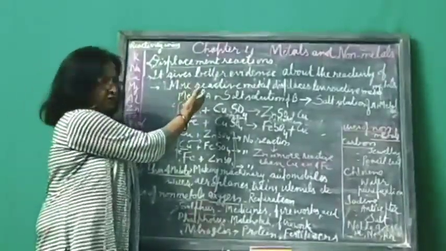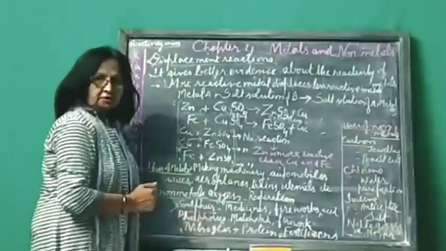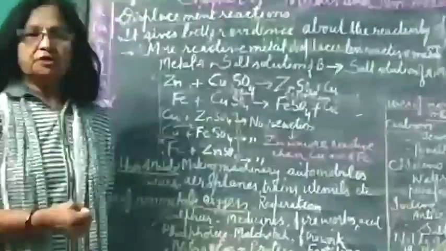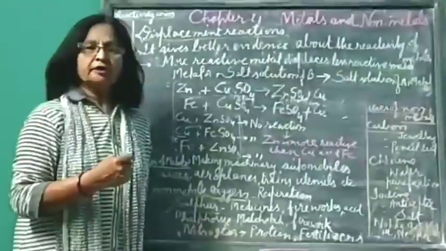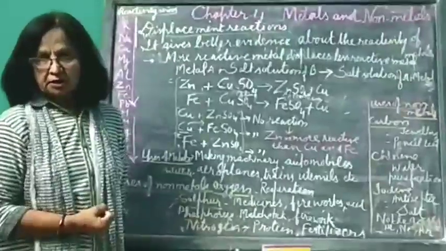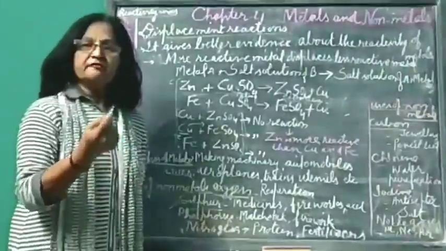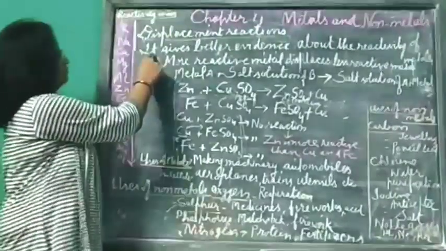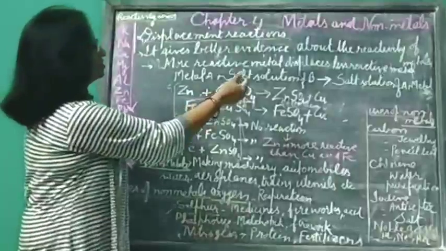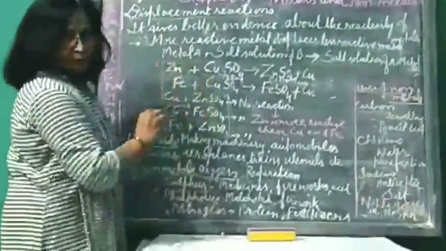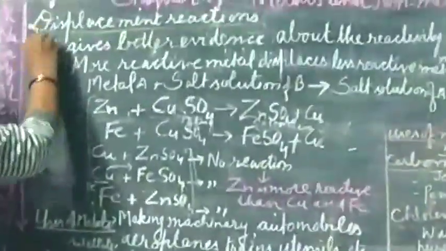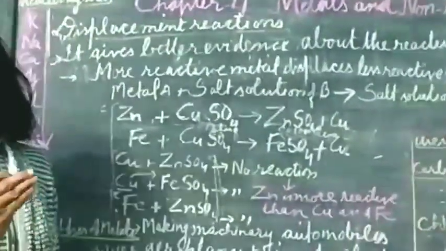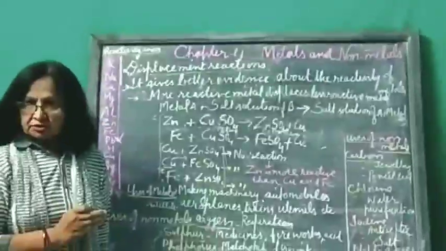Displacement reaction. As the name says, displace means when two metals are there, one powerful metal will replace another metal. That is the main fact in this reaction. This reaction gives better evidence about the reactivity of metals. Here I am going to explain why it is required to read this displacement reaction.